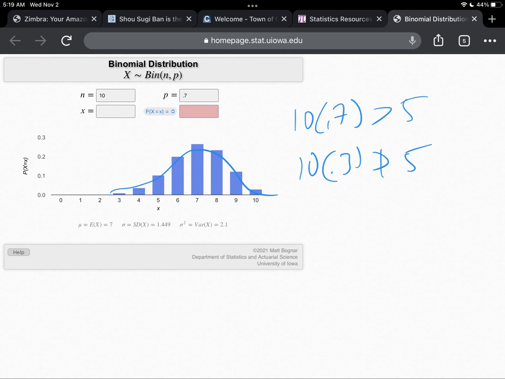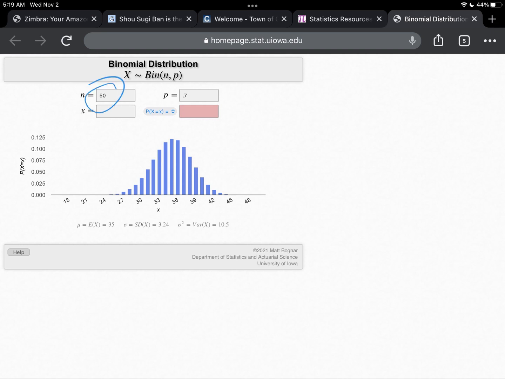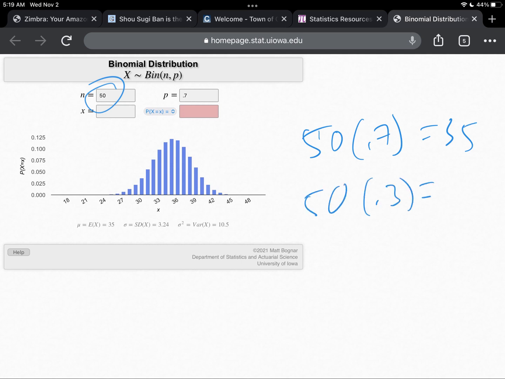This works out with normal. 50 times 0.7 is 35, and 50 times 0.3, 1 minus 0.7, is 15. If both of those are bigger than 5, we would expect the sampling distribution to be approximately normal.